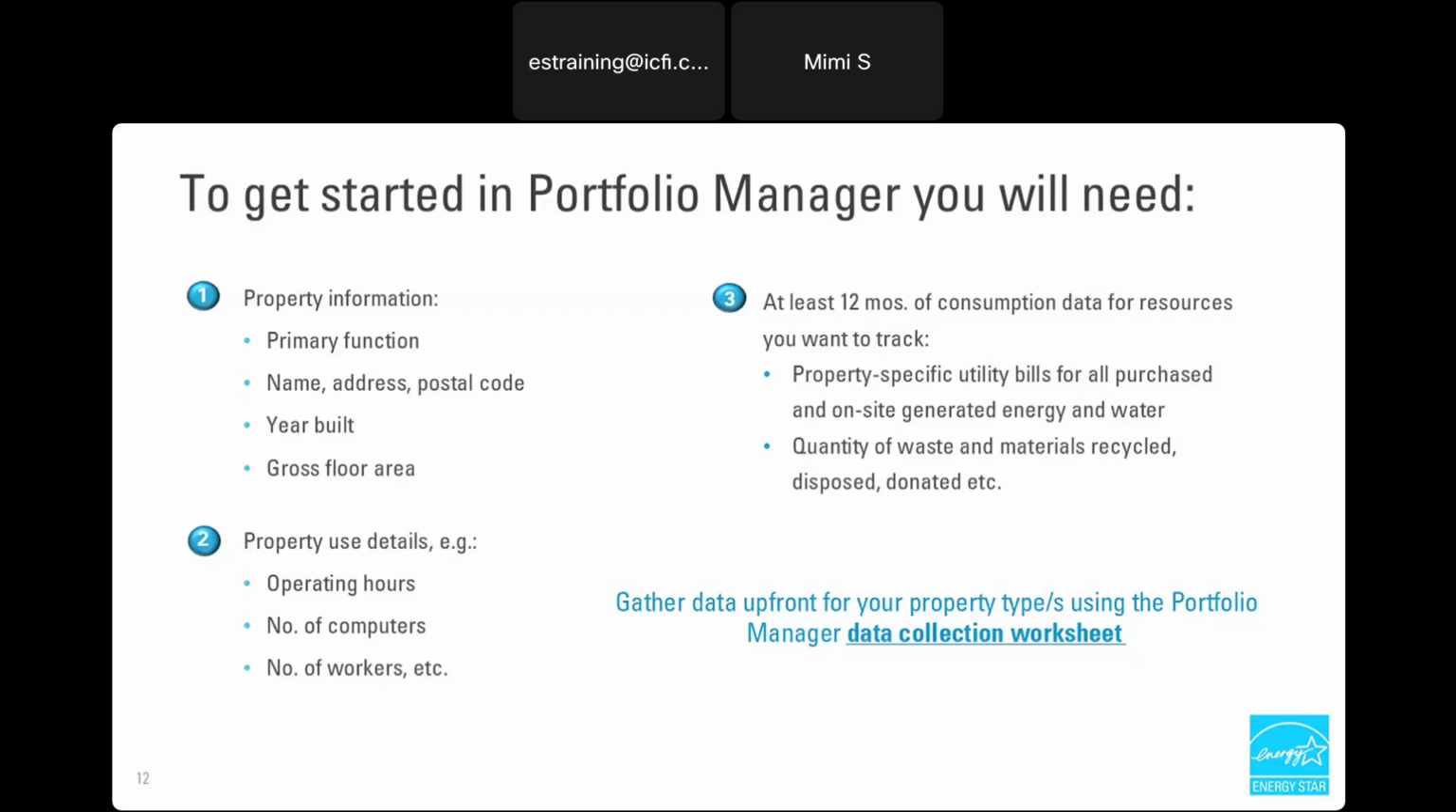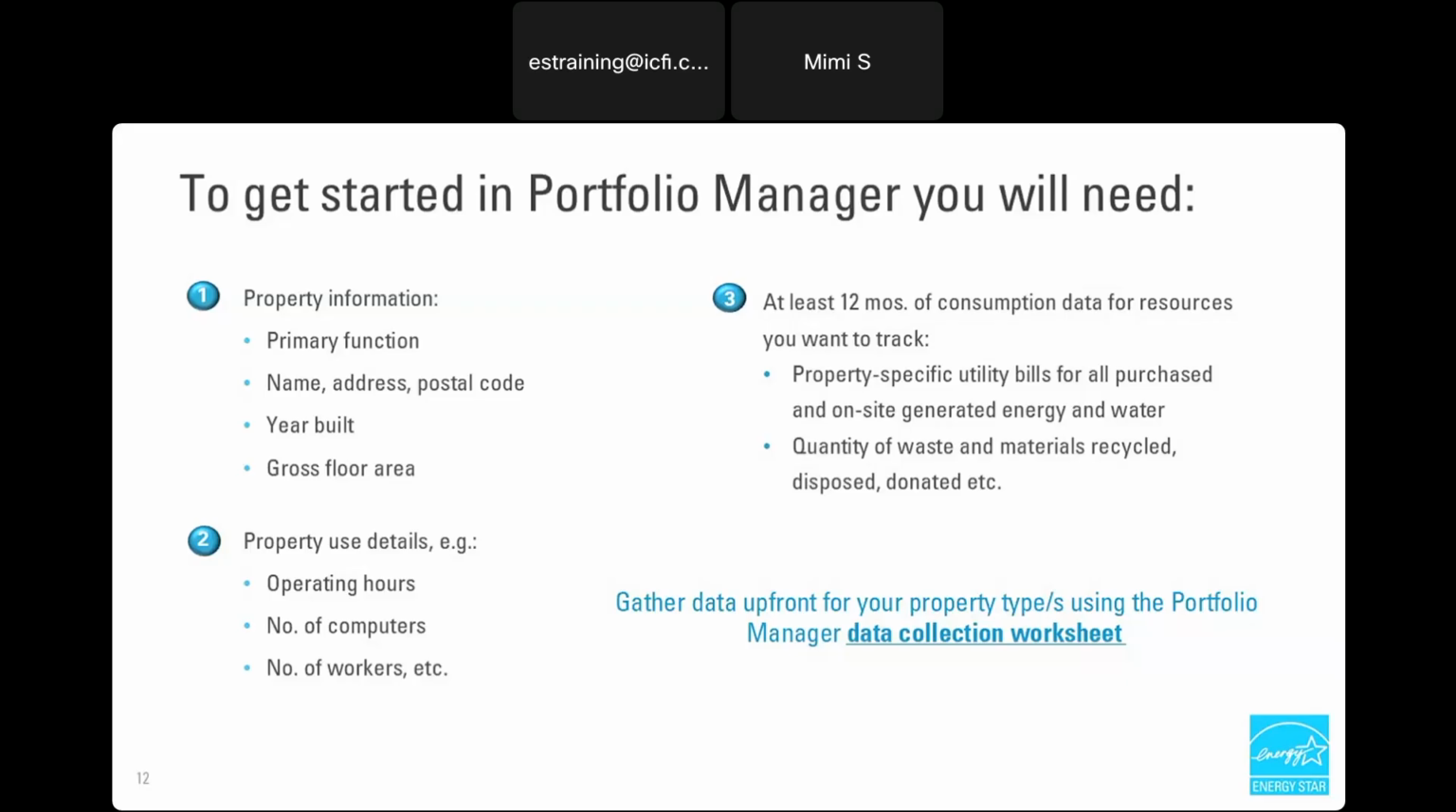And then lastly, you will need consumption data for the resources you're interested in tracking. So to generate these metrics, you will need at least 12 months of data because all of the metrics in Portfolio Manager are annualized. So typically this will come from your utility bills. However, I know that most folks do not bill from the first of the month to the first of the month. So if you do get bills from the middle of the month to the middle of the month, for example, September 15th to October 15th, you will need to include a 13th month of data for Portfolio Manager to actually recognize that as a full calendar year. And I'll show you that once we're in the tool.